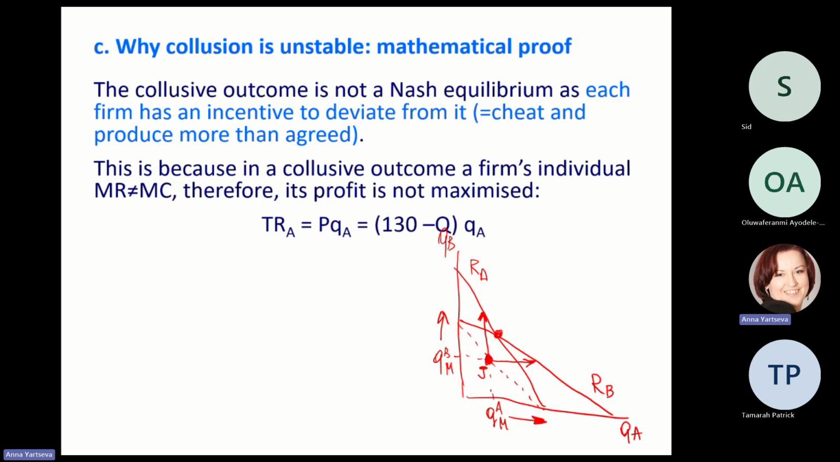So let's have a look at the proof. So this is for an individual company, right? Our individual marginal revenue is not equal to individual marginal cost. Let's have a look. Total revenue is price times quantity. According to the demand, price is 130 minus Q. If we multiply it by individual quantity, we will be able to work out marginal revenue for the company.